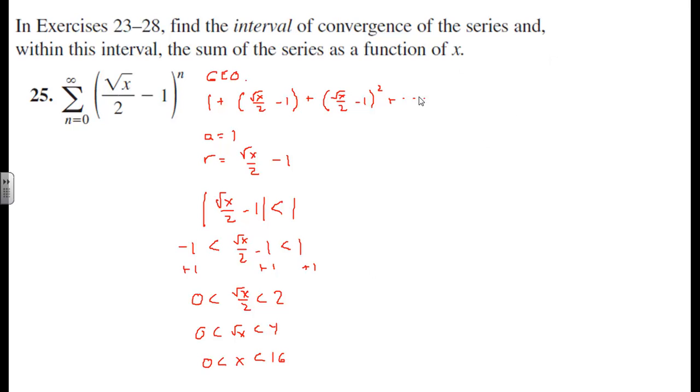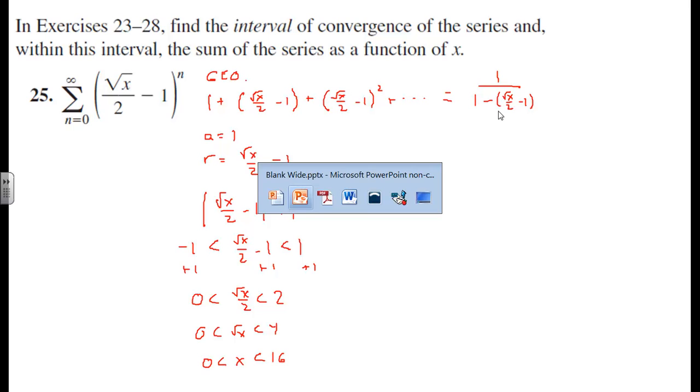By the way, a little note here, we know exactly what this converges to. It converges to 1 over 1 minus the quantity square root of x over 2 minus 1. And I'm going to actually see if we can confirm that on this interval, this series converges to that function. All right, so let's switch over to our graphing software.